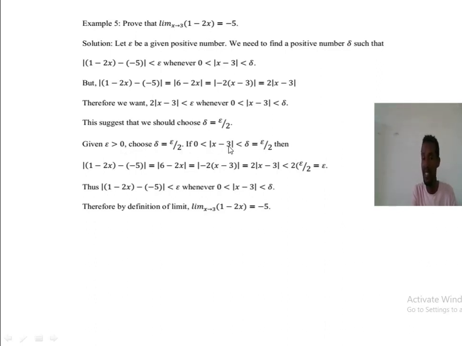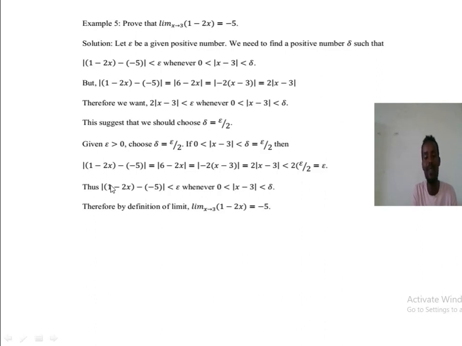If 0 is less than the absolute value of x minus 3, which is less than delta equal to epsilon over 2, then the absolute value of 1 minus 2x minus 5 is the same as the absolute value of 6 minus 2x, which equals the absolute value of minus 2 times x minus 3. Again, this is the same as 2 times the absolute value of x minus 3, which is 2 times epsilon over 2. Then the 2 is cancelled by 2, and we have epsilon.